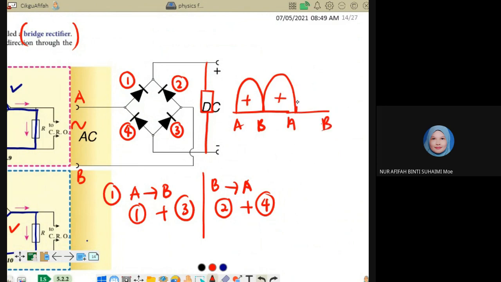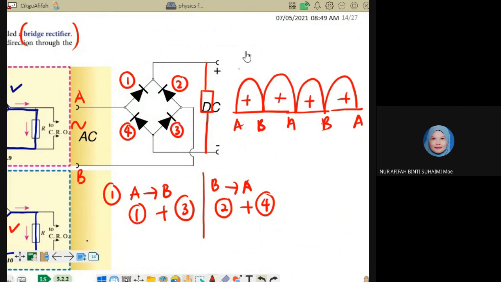So it is the same. So the graph will look like a bun. All on top, all positive. A to B, B to A, A to B, B to A. So everything will be on top. This one is for the bridge rectifier that uses 4 diodes. So A to B, it uses diode number 1 and number 3. B to A, number 2 and number 4. Okay, continuous. That is for the bridge rectifier.